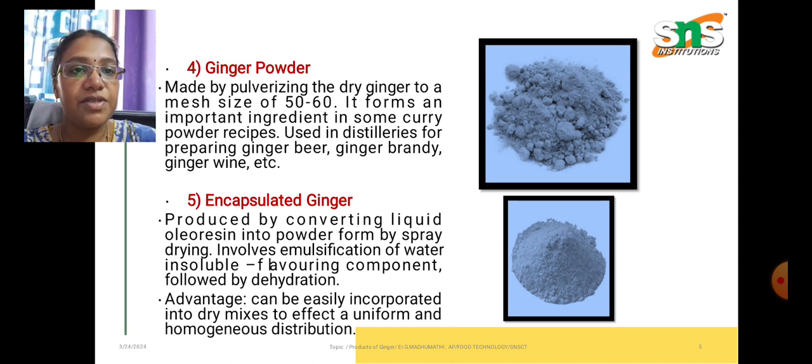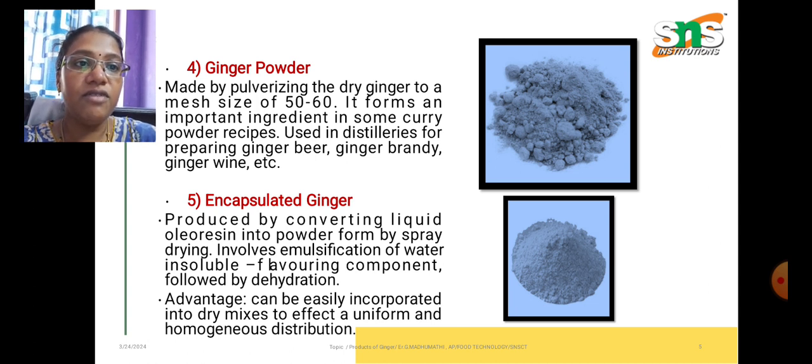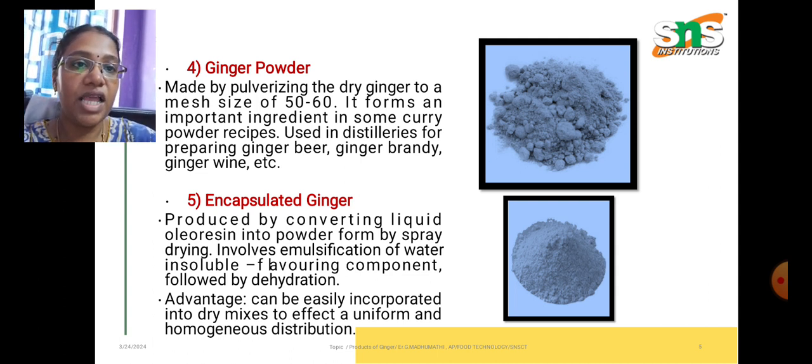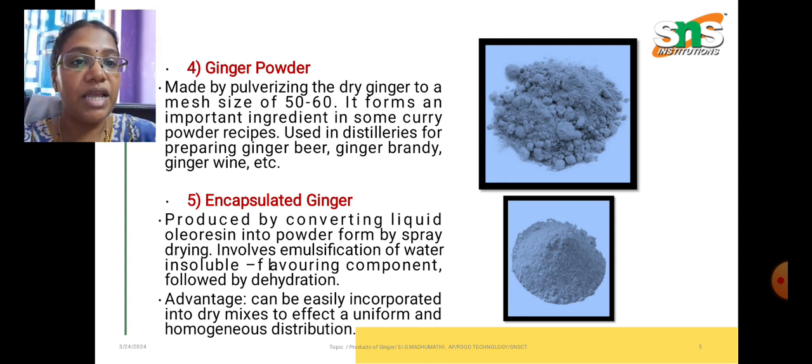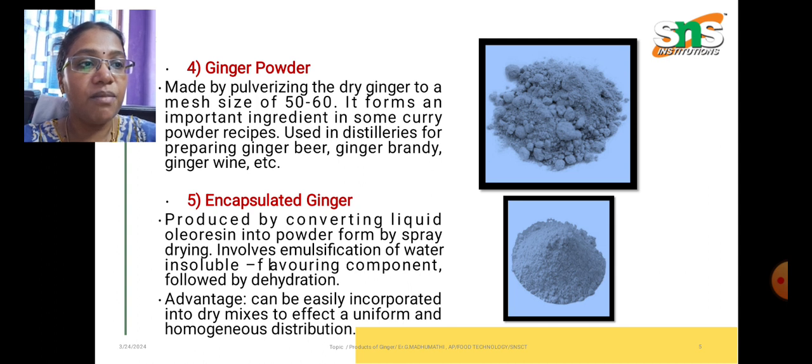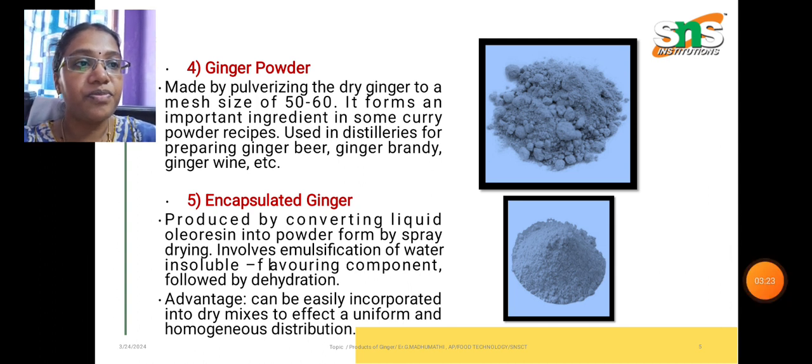Next is the encapsulated ginger. It is mainly produced by converting the liquid oleoresin into powder form by spray drying. So the already extracted ginger oleoresin is spray dried to get the encapsulated ginger. That involves the emulsification of the water insoluble flavor component followed by the dehydration process. One of the main advantages is that it can be easily incorporated into dry mixes to effect a uniform and homogeneous distribution.